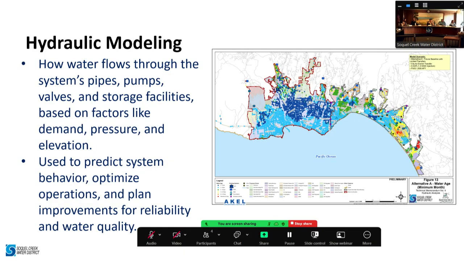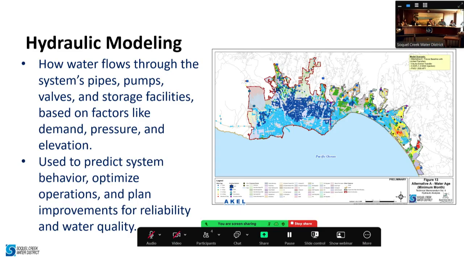Just a brief introduction on what hydraulic modeling is. It's how water flows through the system's pipes, pumps, valves, storage facilities, all of our infrastructure, based on factors like demand, pressure, elevation. This is important to predict the system behavior, so that we can look at things like water age and velocity of the water through pipes. And it's very complicated. This is just one of the graphics that I pulled from our technical memo 4 that is showing water age throughout the city of Santa Cruz.